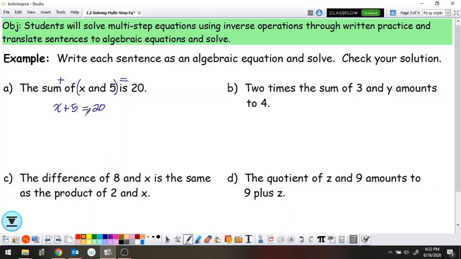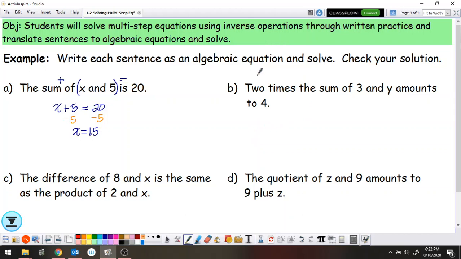And now to solve this, we need to isolate x, so we undo the positive 5 by subtracting it from each side, and we're left with x equals 15. And now if we check, is the sum of 15 and 5 20? Well, 15 plus 5 is 20, therefore we have solved it correctly. Let's take a look at our second sentence.